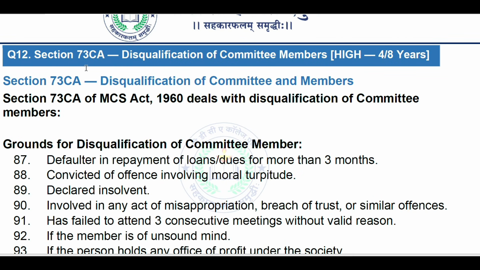Question number 12, Section 73CA, disqualification of committee members. There are high chances that you will get this question in the May 2026 examination. Section 73CA of the MCS Act 1960 deals with the disqualification of committee members.